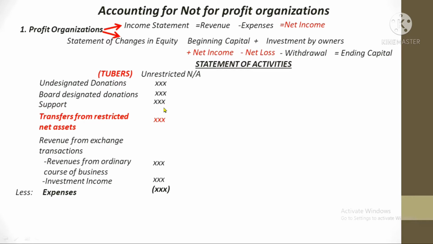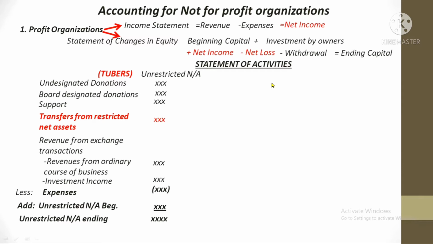And these are found on the statement of activities. But we are not yet finished. We still need to get the unrestricted net assets ending. And how do we do that? Just add the unrestricted net assets balance at the beginning of the year to these TUBERS and you will get that. I know, you wanted to ask, how is this related to these two? Well, let's finish first the statement of activities.